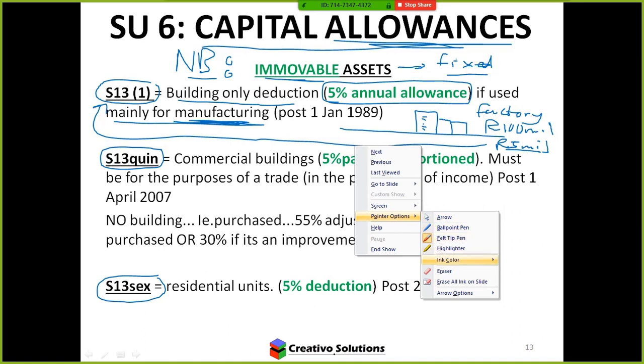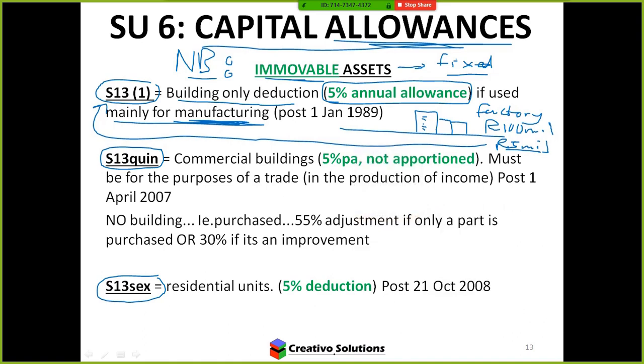It gets better. It doesn't only have to be manufacturing buildings. It can also be commercial. Commercial could be something like a head office. You're not going to be manufacturing stuff at the head office. The head office is more the admin, the management and so on. If it's a commercial building, it must be used for the purposes of a trade, in other words, in the production of income. And that's quite easy to motivate. We can obviously motivate why a head office would be used in production of income. Decision making, the economic nexus. That's what they called it.